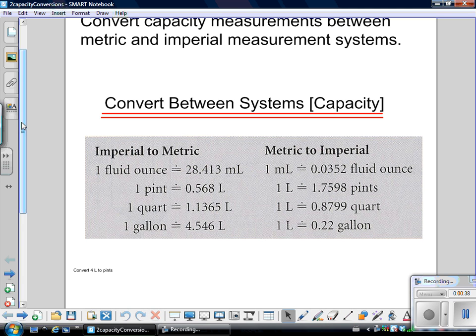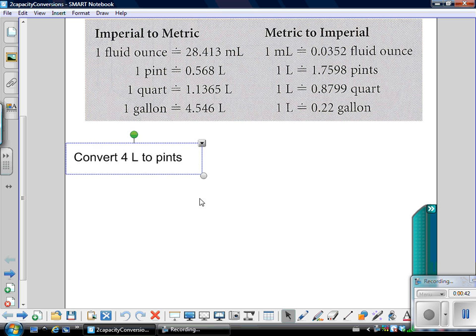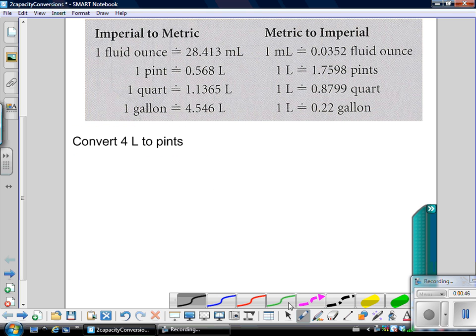Okay, so the first question we're going to look at is 4 liters to pints. So 4 liters to pints. Again, what we do is we find our conversion, and you can see that when we're looking at liters to pints, we're looking at this particular one here. So again, we're going to set up some form of ratio.